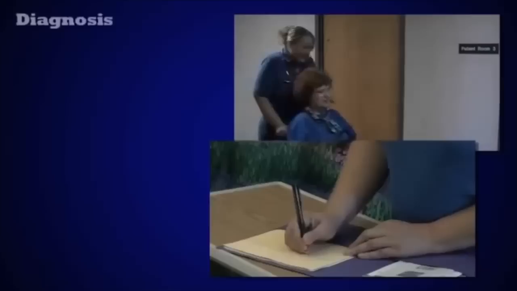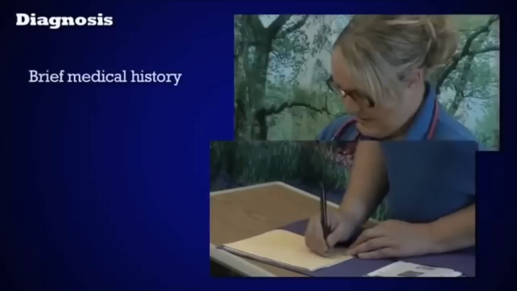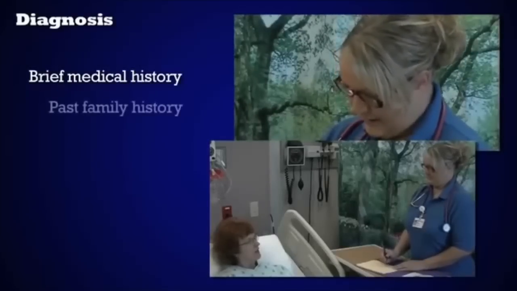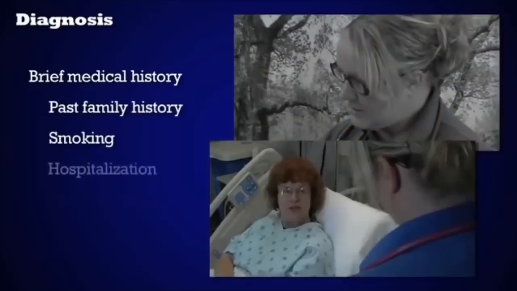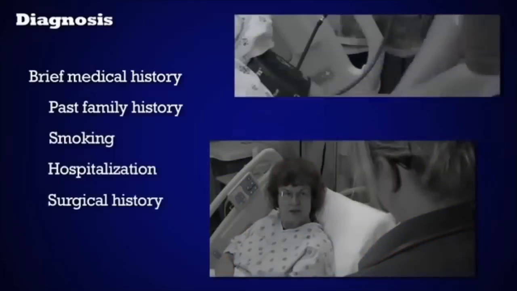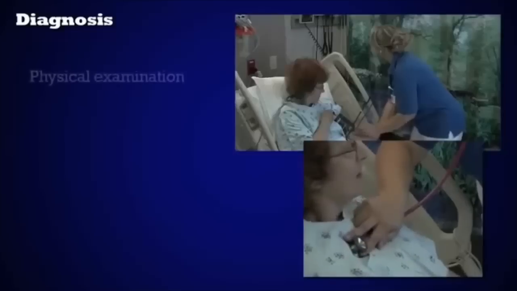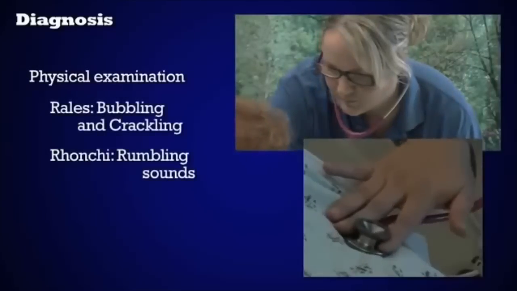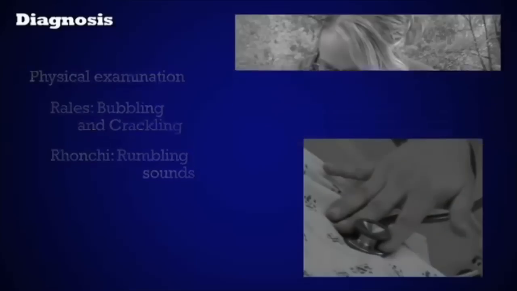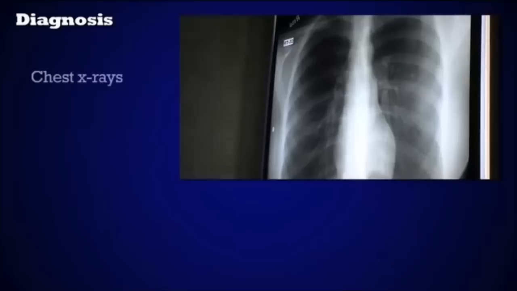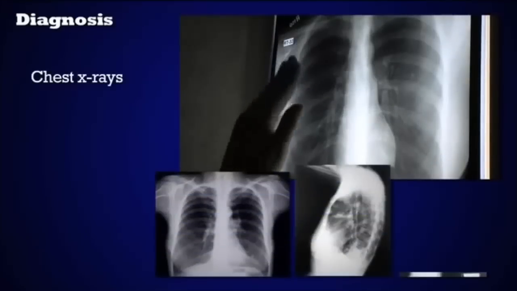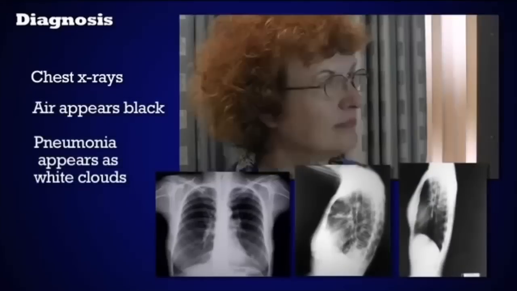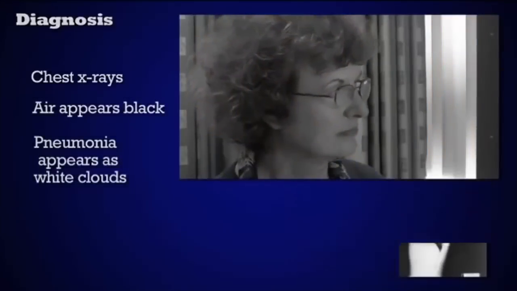Your diagnosis will begin with a brief medical history. It is important to be thorough, including past family history, smoking, hospitalization, and surgical history. A physical examination will help to understand abnormal lung activity identified by bubbling, crackling, or rumbling sounds. Chest X-rays can confirm the presence of pneumonia in the lower lobes of the lungs. Air is black while pneumonia appears as white clouds.